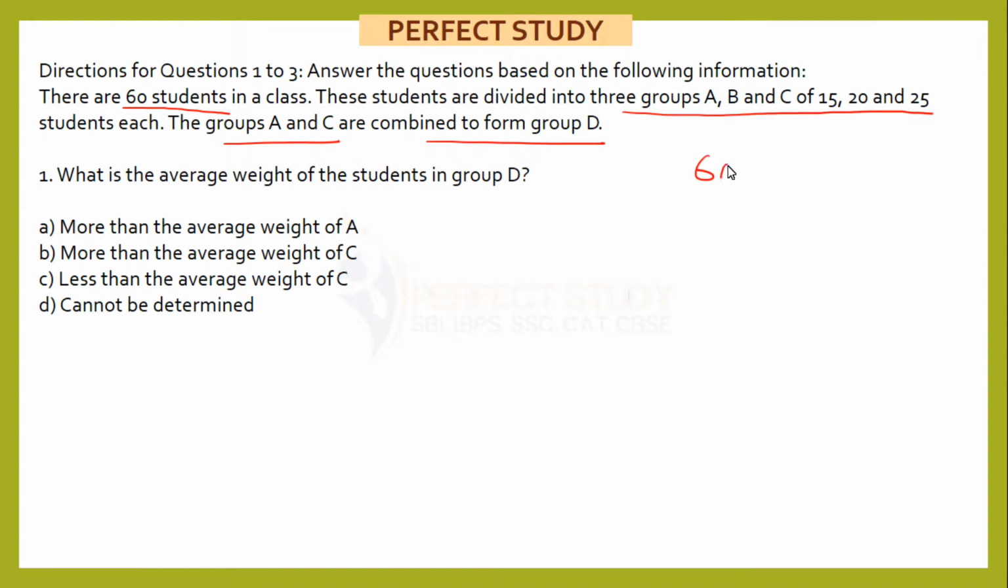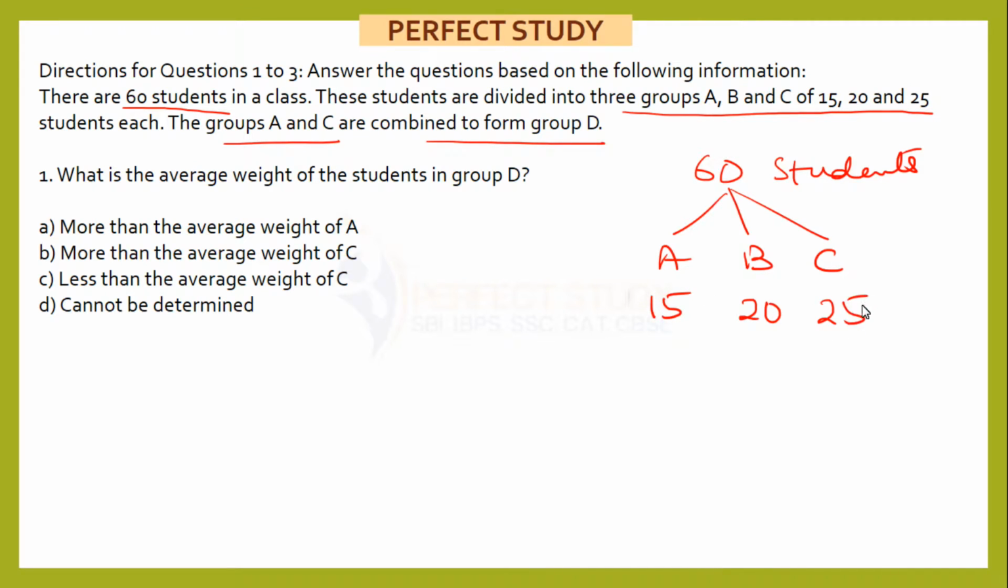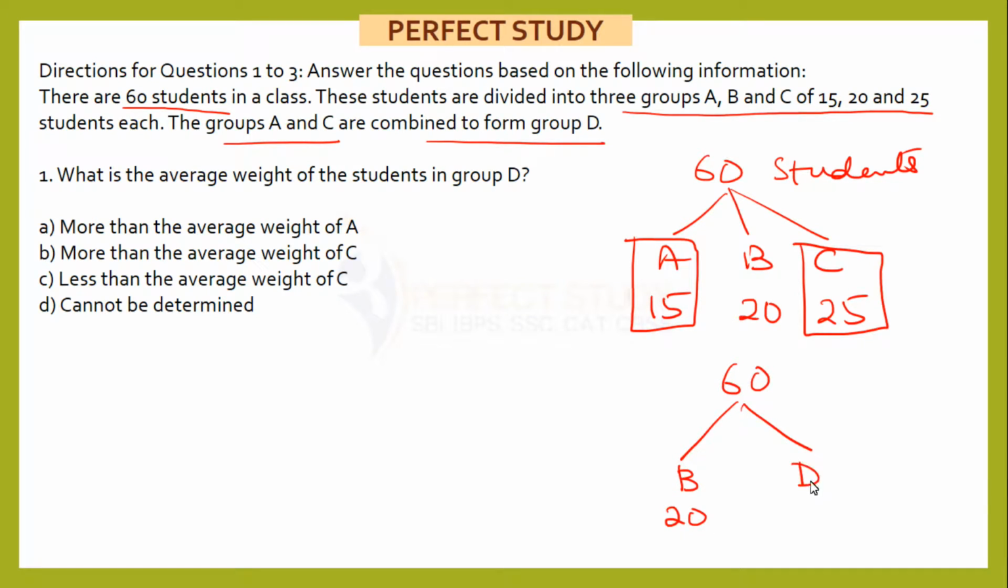Now total we have 60 students, and these 60 students are divided in 3 groups A, B, C. Group A has 15, Group B has 20 and Group C has 25. And groups A and C are combined to form Group D. So Group A and Group C together form Group D. So you can make a further bifurcation, that is Group B 20 and Group D 40. Right? Now question number 1. What is the average weight of the students in Group D?